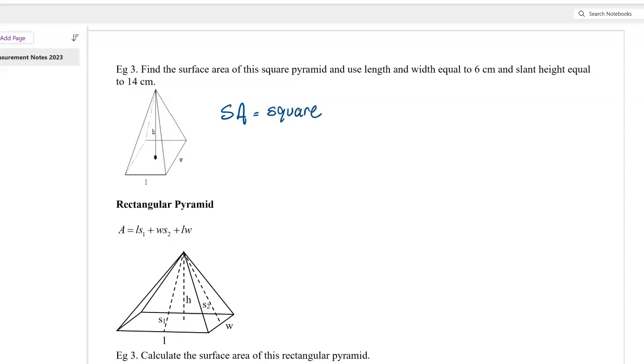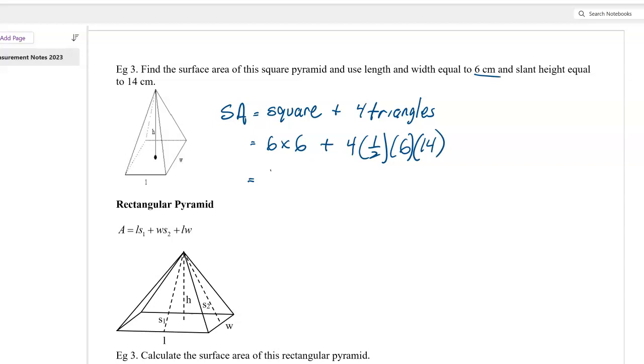Okay, so now that you've tried it, you're going to find the area of the square plus 4 triangles. Okay, the area of the square is 6 times 6. And then there are 4 triangles. So 4 times a half times the base. Well, the base is 6, and it says the slant height is 14. Okay, so if I add that up, I end up with 204 centimeters squared. Okay, that's pretty straightforward.